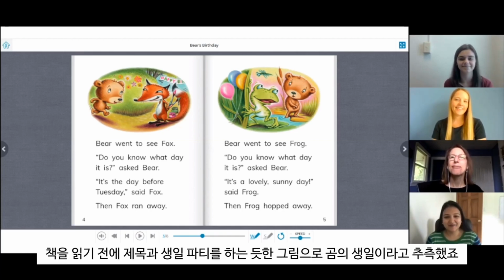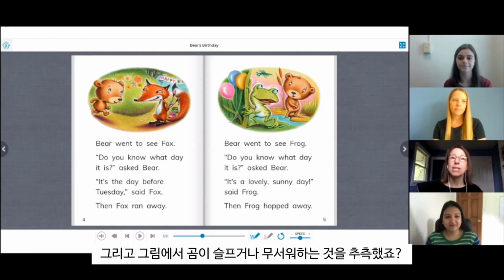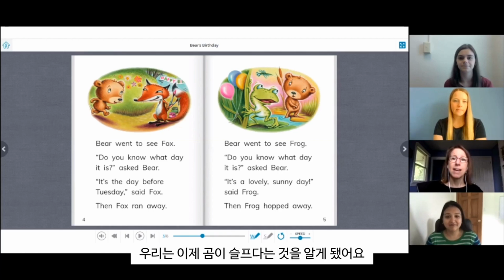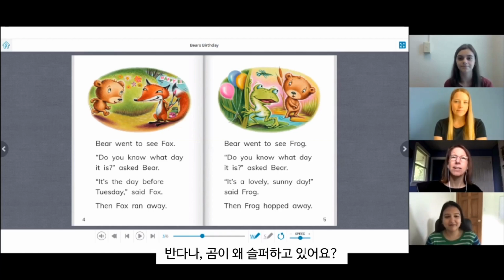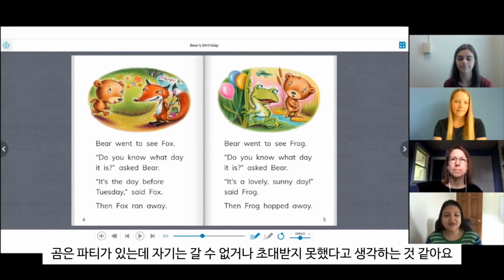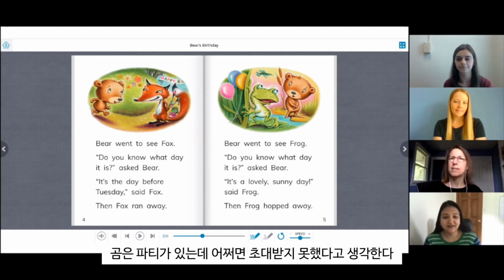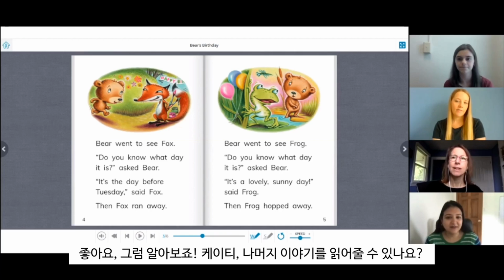So class, before the story, we guessed that it was Bear's birthday based on the title and the picture that looked like Bear was probably having a birthday party. And I think you guessed from the picture that he looked sad or scared. And now we know that he is sad. Vandana, why is Bear sad? I think he thinks there's a party and he's not going to get to go, or he's not invited. He thinks that there's a party and maybe he's not invited? I think so. Okay, so let's find out.